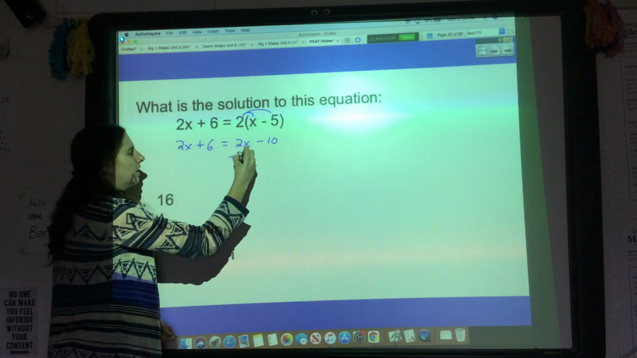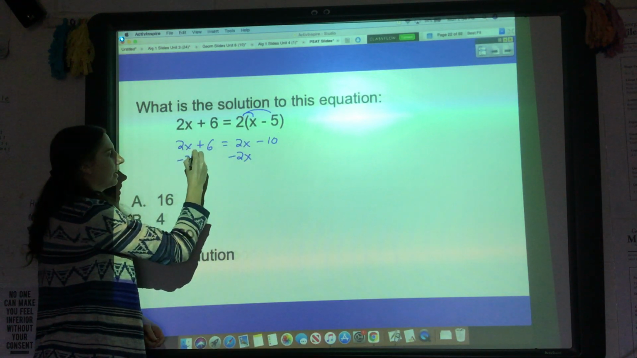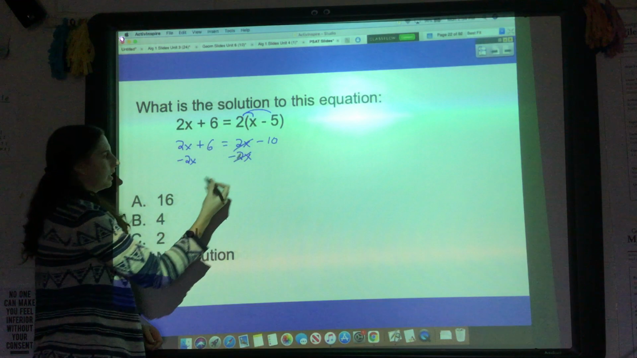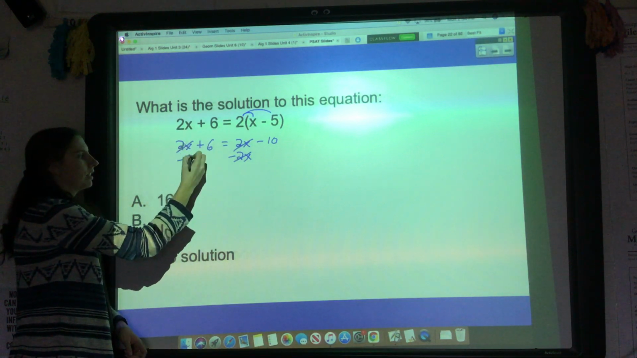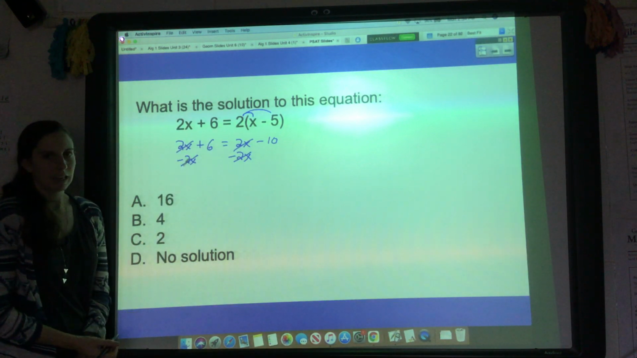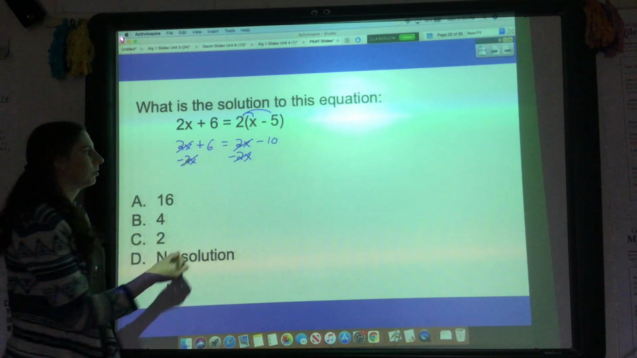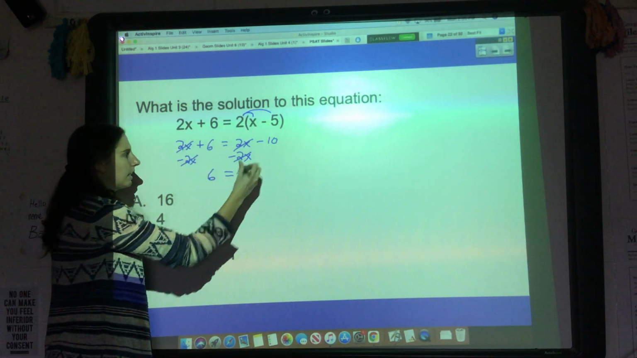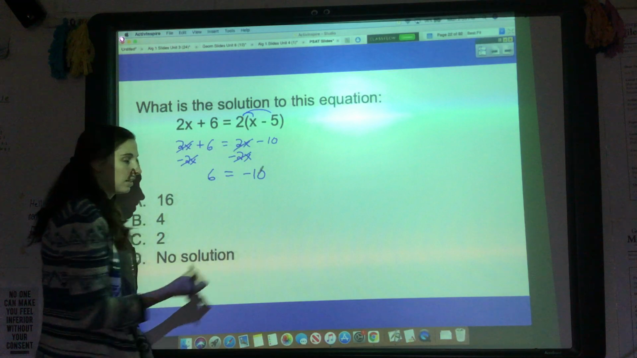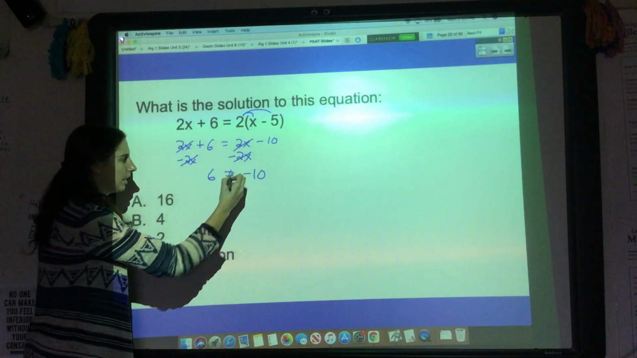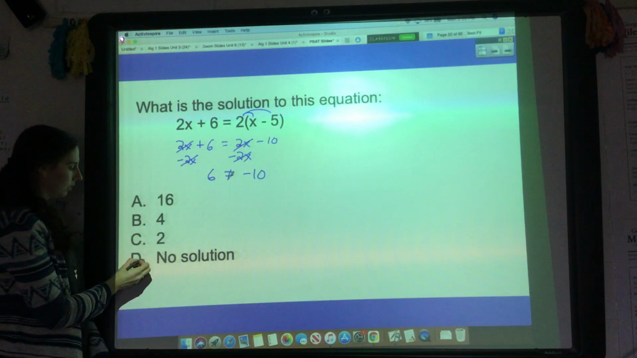And you'll see why if I try to combine the x's by getting them on the same side, so subtract 2x from both sides. Notice that it cancels, and it cancels here as well. And I'm left with just no variables, but I am left with 6 equals negative 10. That is not a true statement. 6 does not equal negative 10, so there's no solutions.